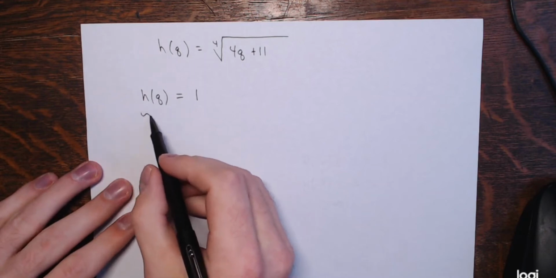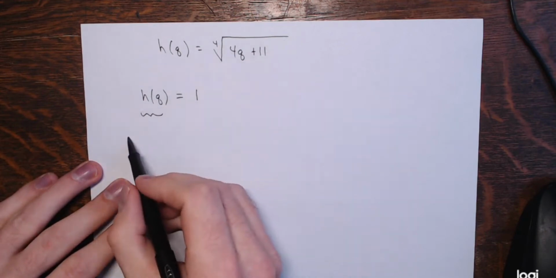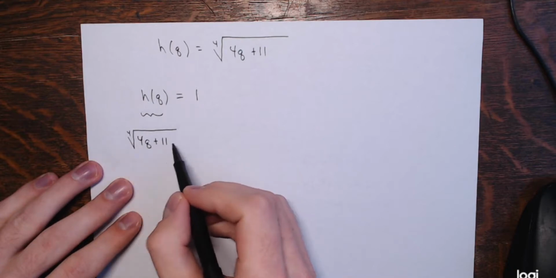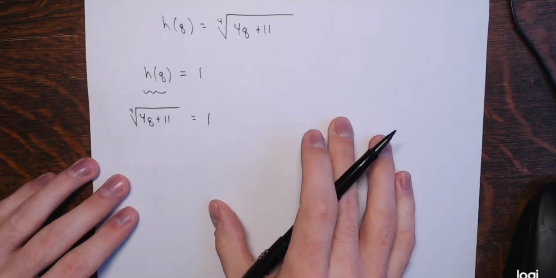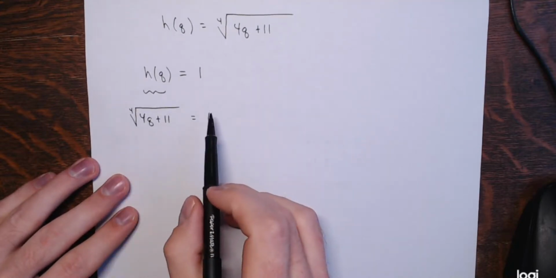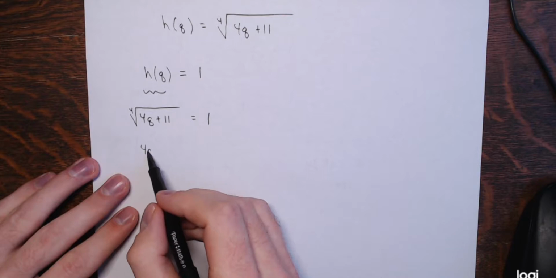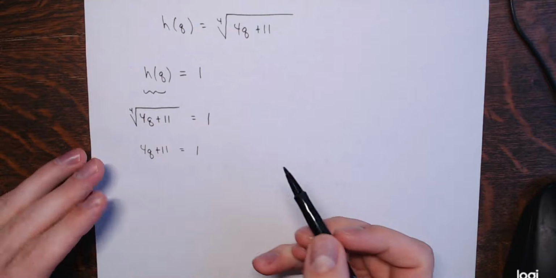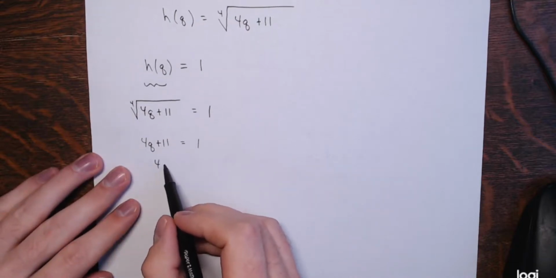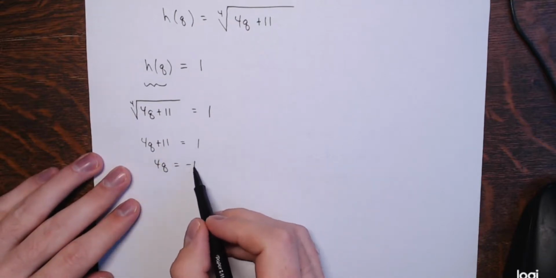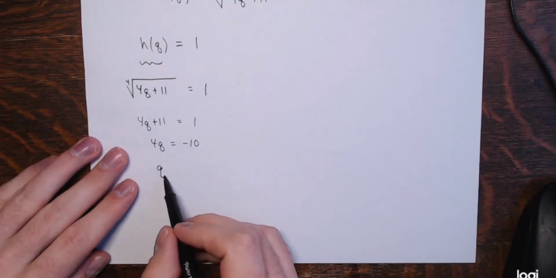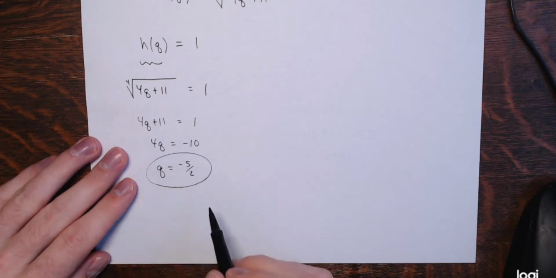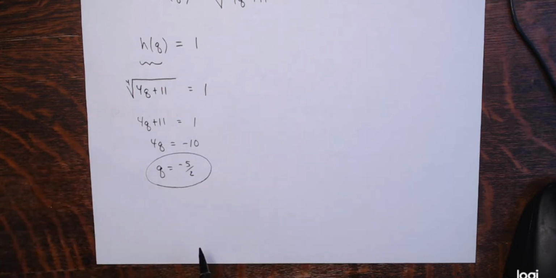What inputs q give me an output of 1? Well, h of q, the way you calculate h of q is this, the fourth root of 4q plus 11. When is this equal to 1? Raise both sides to the fourth power, so that we have 4q plus 11 equals, now 1 to the fourth power is just 1 again, and then subtract 11 here. You got 4q equals 1 minus 11 is -10, and then dividing by 4, q equals -10 fourths, which reduces to -5 halves, or -2.5, and that seems to be the only answer.